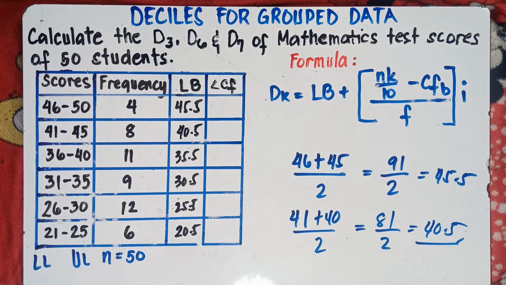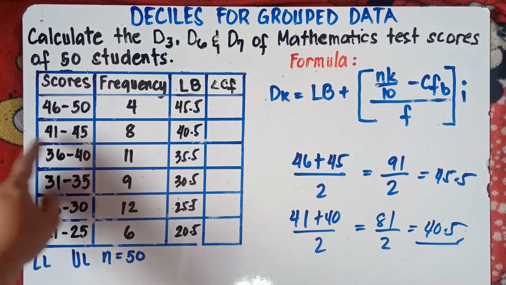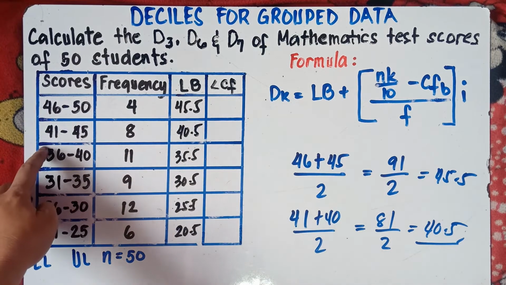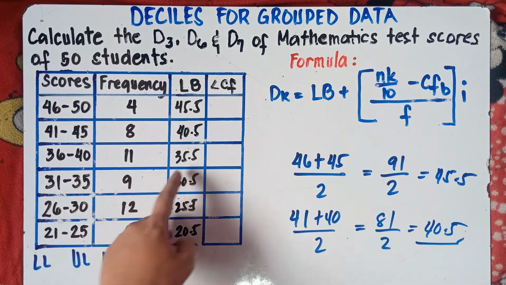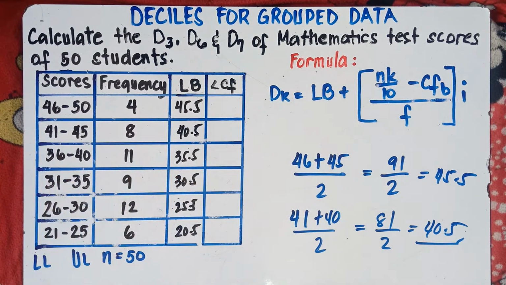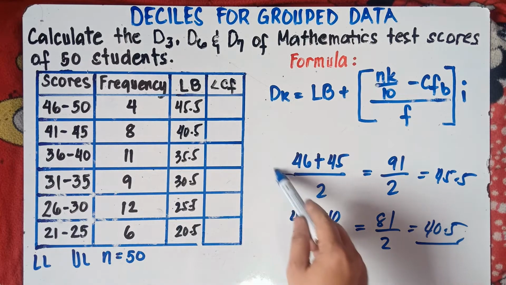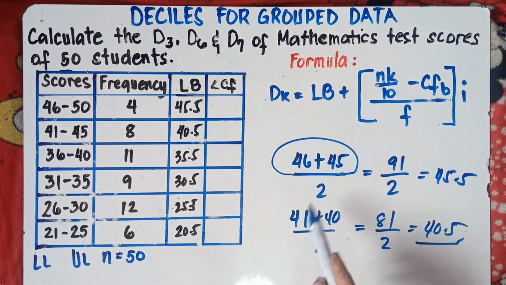So what you will do is just simply subtract 0.5 from the lower limit. 46 minus 0.5, that's 45.5. 41 minus 0.5, that's 40.5. 36 minus 0.5, that would be 35.5, and so on. But if the teacher asks for the formula, this will be the formula, class, in getting the lower boundary. I just made it a shortcut, class, because it will take time if we do it this way.